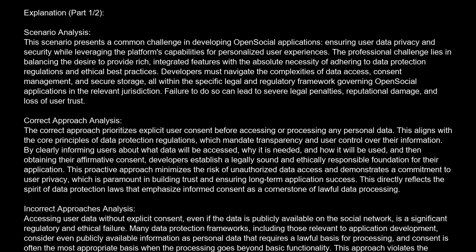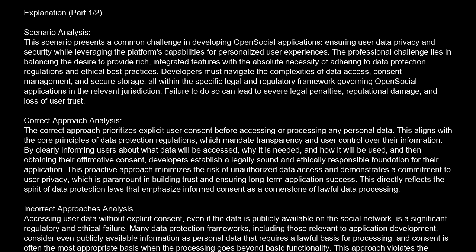The professional challenge lies in balancing the desire to provide rich, integrated features with the absolute necessity of adhering to data protection regulations and ethical best practices. Developers must navigate the complexities of data access, consent management, and secure storage, all within the specific legal and regulatory framework governing OpenSocial applications in the relevant jurisdiction. Failure to do so can lead to severe legal penalties, reputational damage, and loss of user trust.